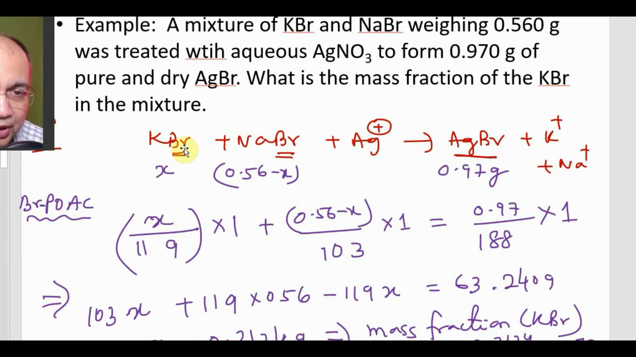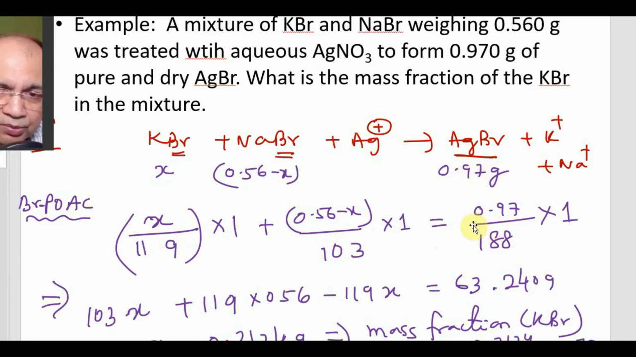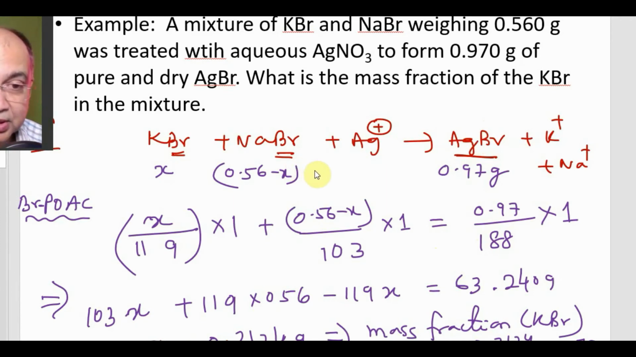So the number of moles of KBr into 1, plus the number of moles of NaBr, that is 0.56 minus x, by the molecular mass of NaBr, 103, into 1, because there is one bromine atom here also, is equal to the actual number of moles of AgBr, which is 0.97 by its molecular mass, 108 plus 80, into 1, there is one single bromine atom. So we are applying POAC to bromine. We are not concerned with any other element. Our problem demands that we focus only on bromine. So bromine POAC is applied.